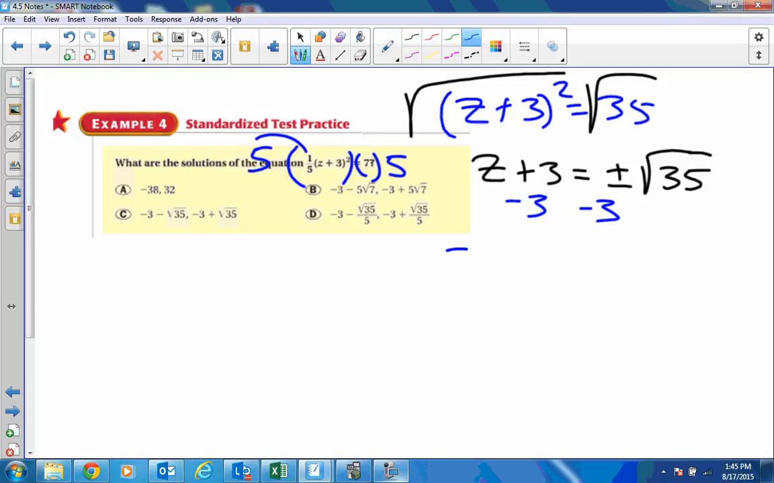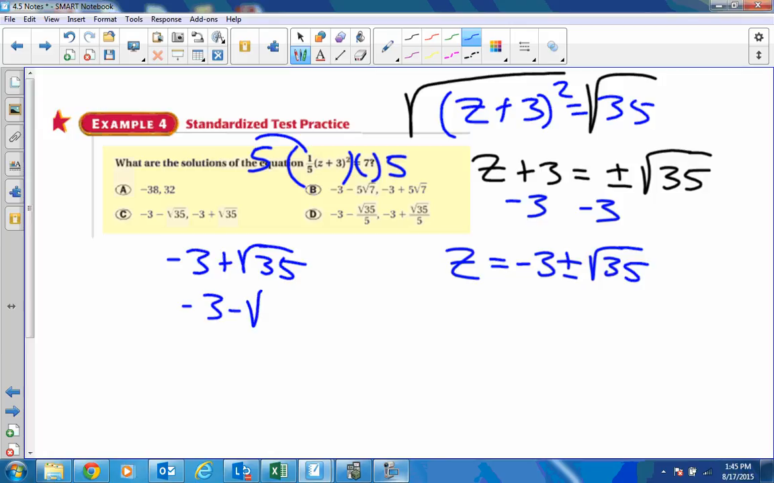Now when you subtract 3, make sure that you put that negative 3 in front. That's how it's most of the time going to be written. So it'd be negative 3 plus or minus square root of 35, or negative 3 plus square root of 35, and negative 3 minus square root of 35. So which one is that? That looks like it is C. That'd be right. So that's how you solve when it's a quantity. When it's a quantity, you have to take the square root a little bit earlier than the other steps.